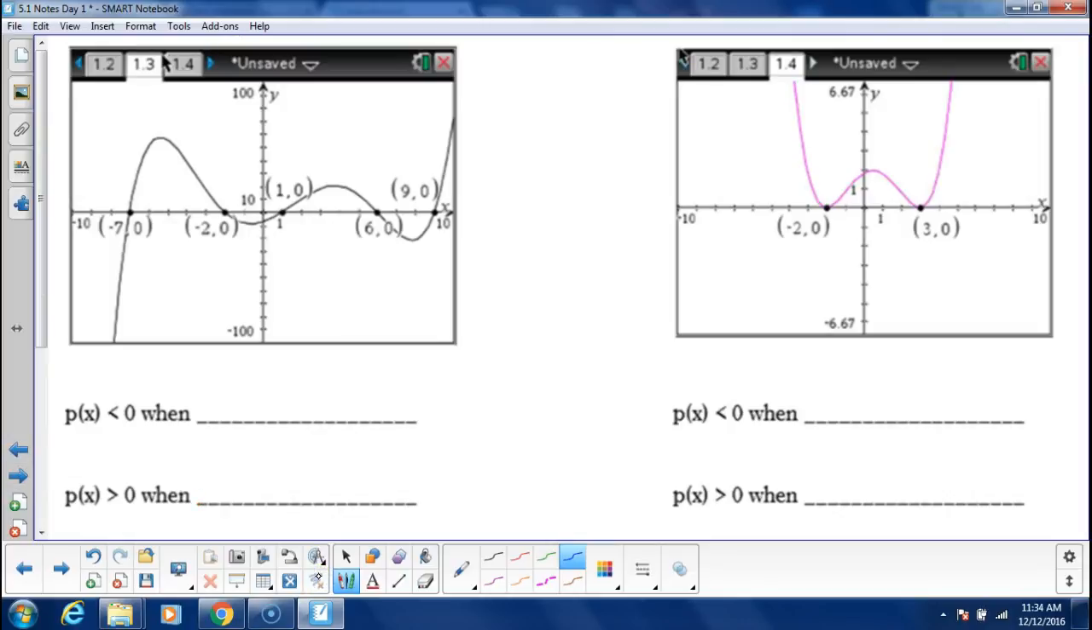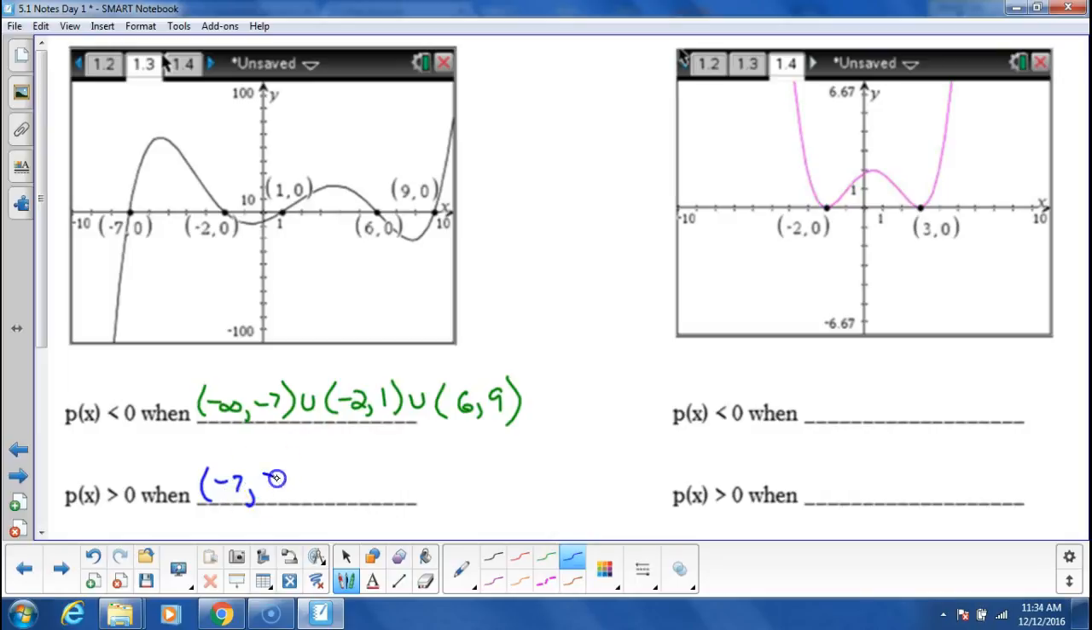On this bad boy, less than 0 from negative infinity to negative 7, unioned with negative 2 to 1, unioned with 6 to 9. It's above the x-axis then from negative 7 to negative 2, from 1 to 6, and from 9 to infinity.